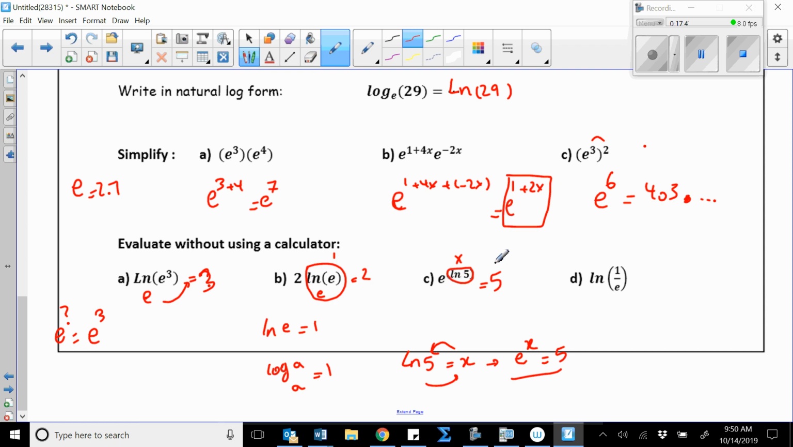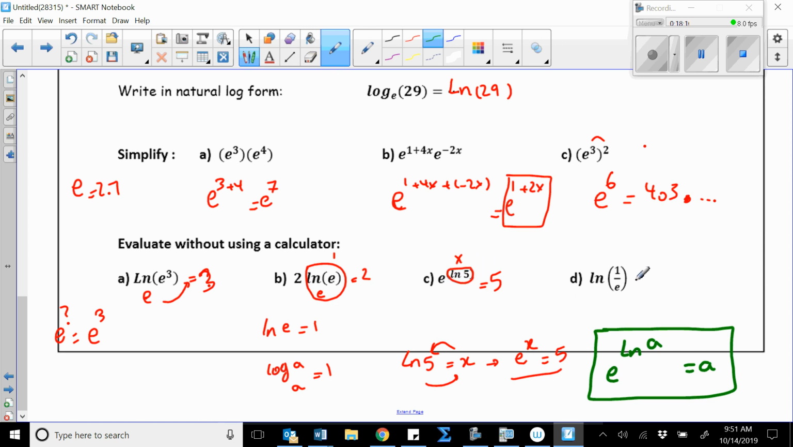So this is 5. Just consider this as another rule: e to the power of natural log of anything is just equal to that thing. This can be considered a general rule, so I don't need to do all these operations. I just use this rule and say e to the power of natural log of anything is equal to that thing.